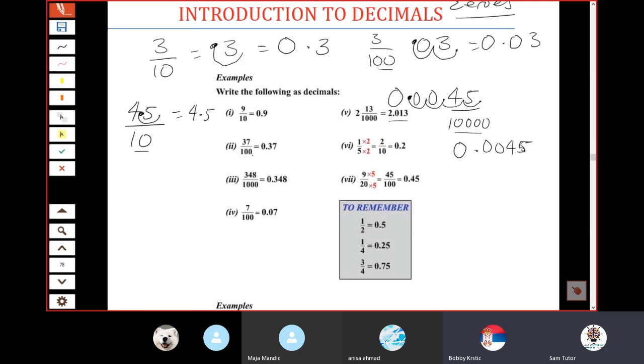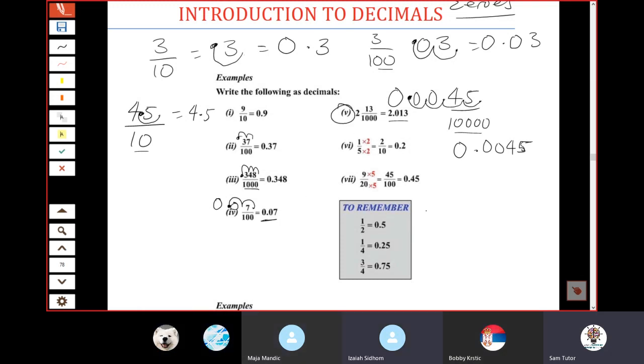Double I says 37 over 100. So we start here. 1, 2. The answer becomes 0.37. Triple I, 348 over 1,000. So start at the end. 1, 2, 3. The answer becomes 0.348. This one, start at the end. 1, 2. Answer is 0.07. All good? Yeah. Okay.